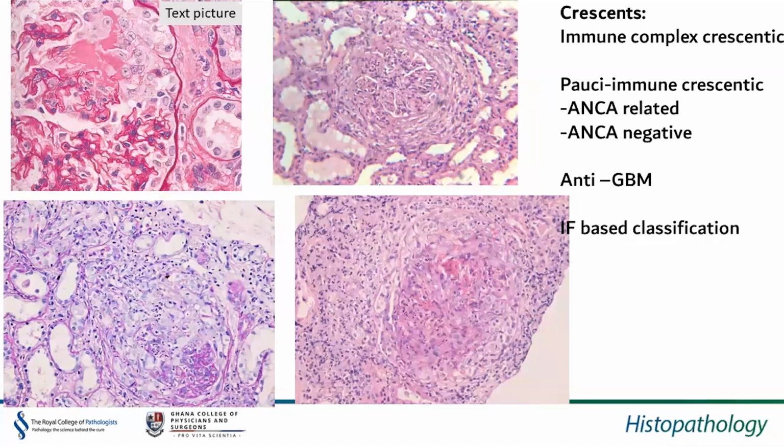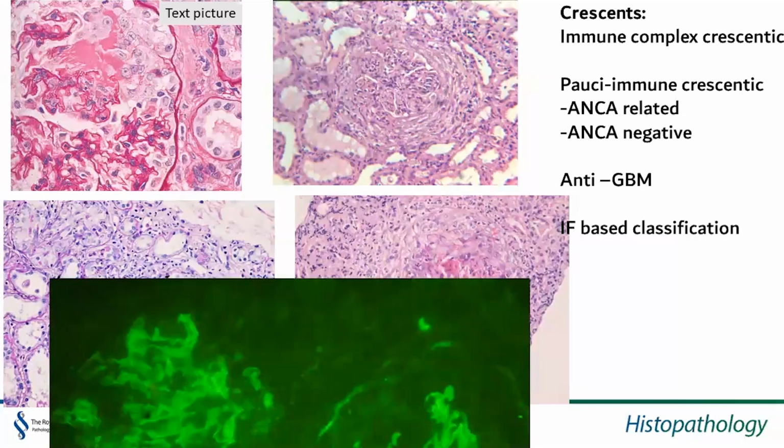This is very well known in what is known as granulomatosis with polyangiitis, formerly known as Wegener's granulomatosis. The granulomatous appearance of the glomerulus due to crescents is a well-known feature of granulomatosis with polyangiitis. So these are the various morphologic aspects that one needs to know about the crescents.